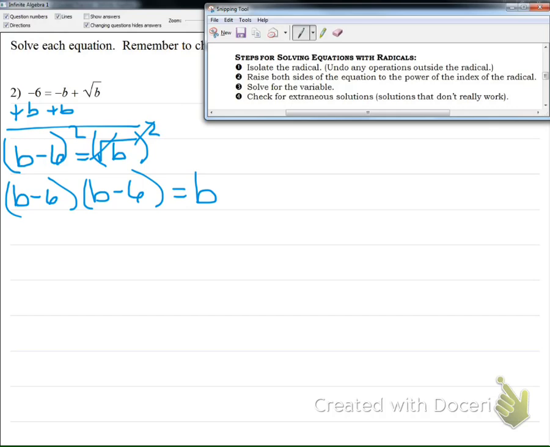Alright, I have a binomial times a binomial, so I can use any of the multiplication methods. I'm going to use FOIL again. So first equals b squared. I multiply my middles and combine them all in one step. I have a negative 6b and a negative 6b, so that equals negative 12b. And then the last, negative 6 times negative 6 is positive 36.